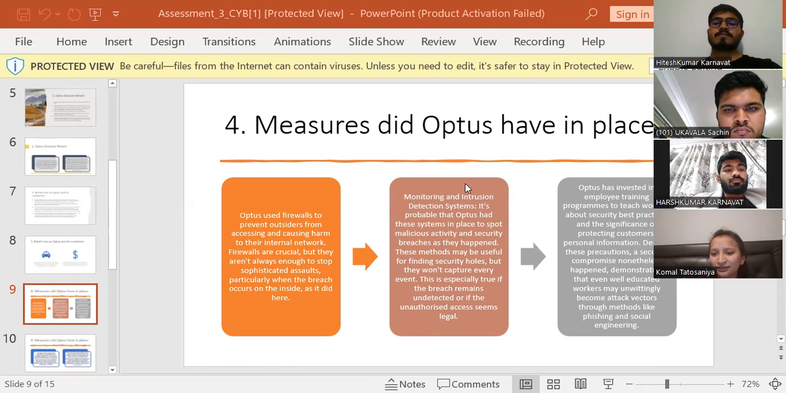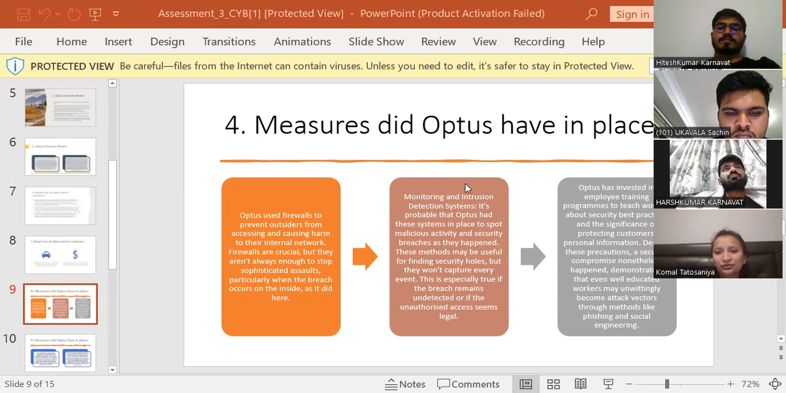What measures did Optus have in place? Optus used firewalls to prevent outsiders from accessing and causing harm to their internal network. Firewalls are not enough to stop sophisticated attacks which occur inside the system. It's probable that Optus had a system in place to spot these.